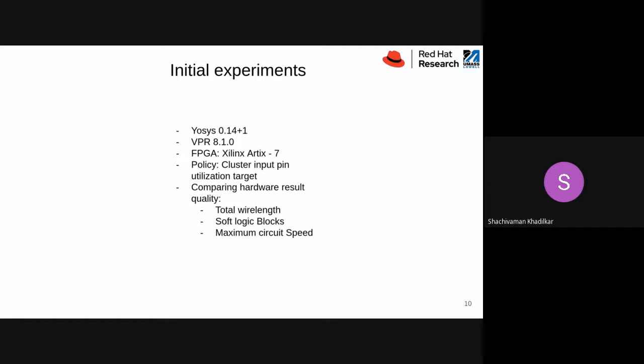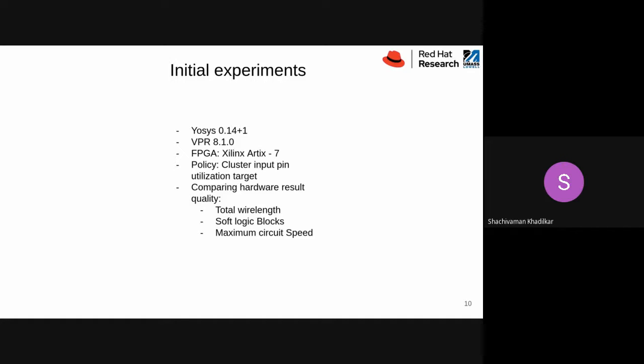For our initial experiments, we use Yosys for synthesis, VPR for place and route, and the Xilinx Artix 7 FPGA as our target. The policy we are looking at is cluster input pin utilization. This is one of the tunable parameters in VPR. It is a measure of how dense the packing is. To measure hardware quality, we observe soft logic block utilization after packing. We observe the total wiring and maximum circuit speed after routing.